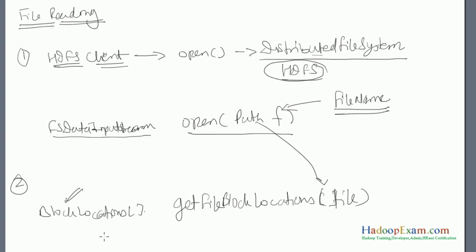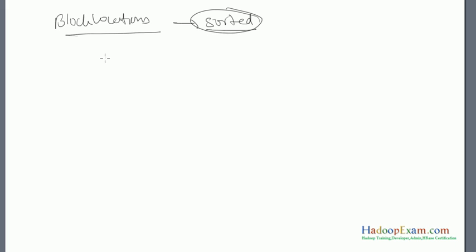So what exactly do these block locations contain? It is just a collection of host names. And what happens if the file does not exist? Simply it returns a null value, so that you know the file does not exist in the file system. Also keep in mind the block locations are returned in sorted order. What does sorted order of hosts mean here? The sorting is based on the proximity or nearness of the block to the client.